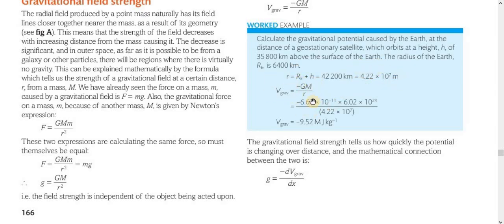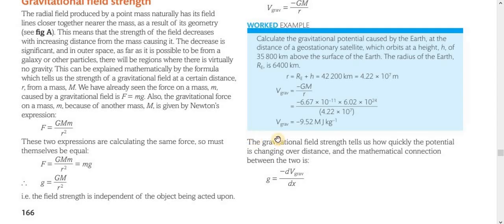Now use this equation, very easy. Once you know the equation, it's very easy. G is always a constant, 6.67 × 10^-11. You don't need to memorize this, it will be given in the data sheet. Then M is the mass of the earth. Again, you don't need to memorize this, it will be given to you. And then R is already given in the question. Substitute, you will get 9.52 megajoules per kilogram.